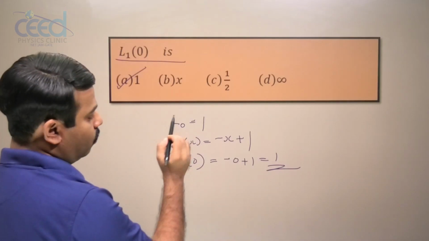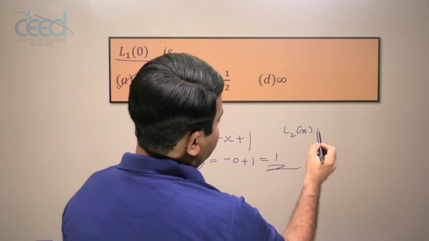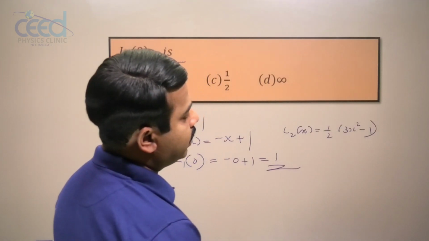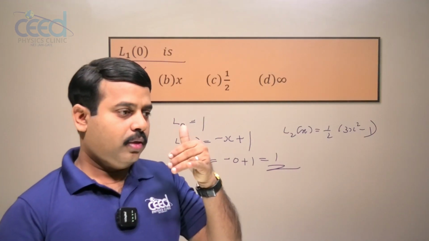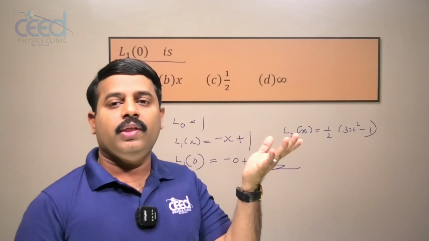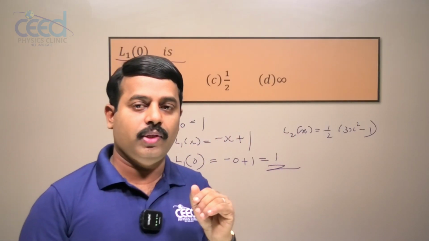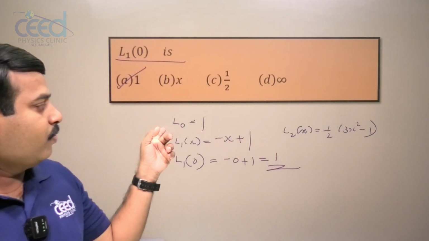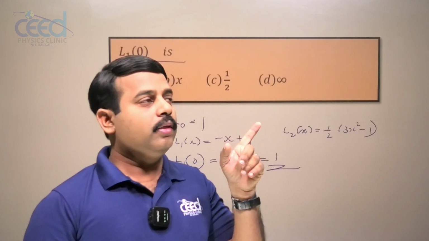We studied L0 is 1, L1 of x is minus x plus 1, and L2 of x is equal to 1 by 2 into 3x square minus 1. All this we studied. So the first three polynomials we have to learn by heart, at least the first three values. During the theory discussion we derived L1 of x, L2 of x and L3 of x.